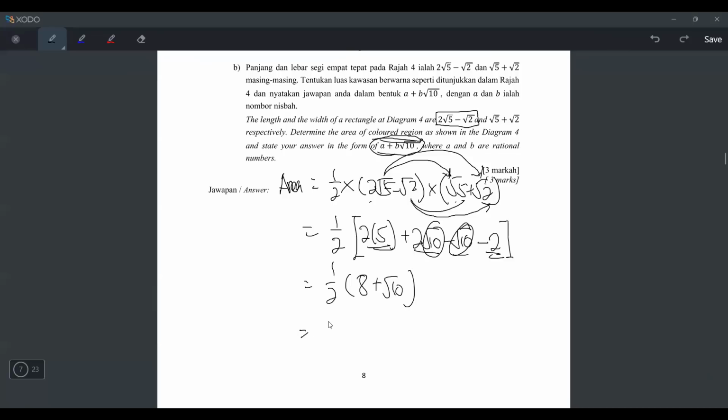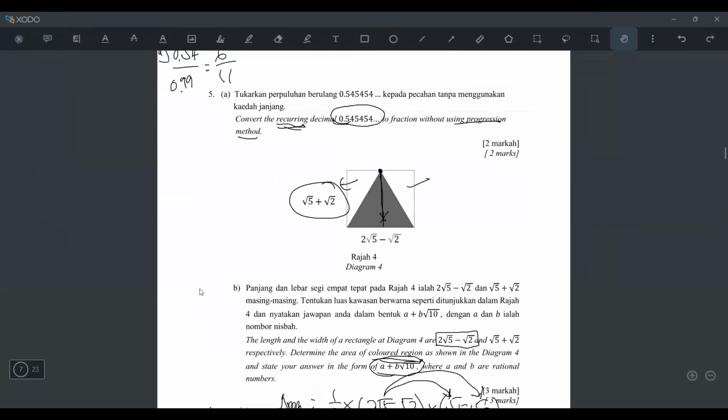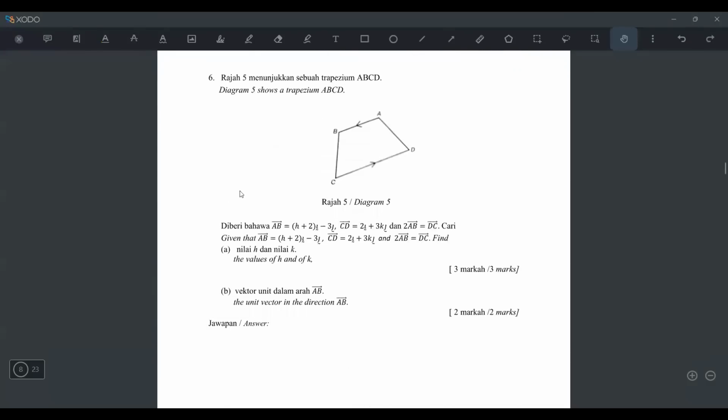And now you can divide by 2. You will end up with (8 plus square root 10)/2. But don't write like this. Write like this: 4 plus 1/2 square root 10. Okay, it means the same. But why is it better to write like this? Because they ask you to state your answer in the form a plus b square root 10. So 4 plus 1/2 square root 10 means your a is 4, your b is 1/2. Okay, so that's the answer. And then just write cm squared because it's in cm, right? If I'm not mistaken. Okay, so that's how you do it.